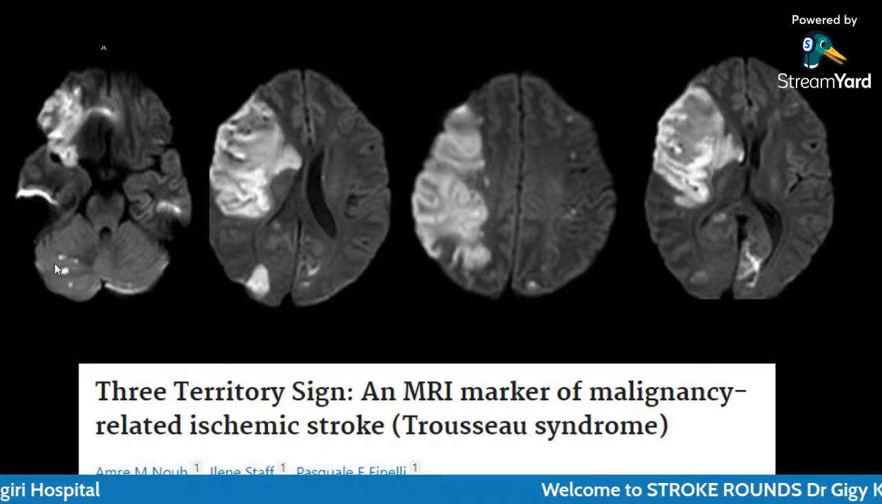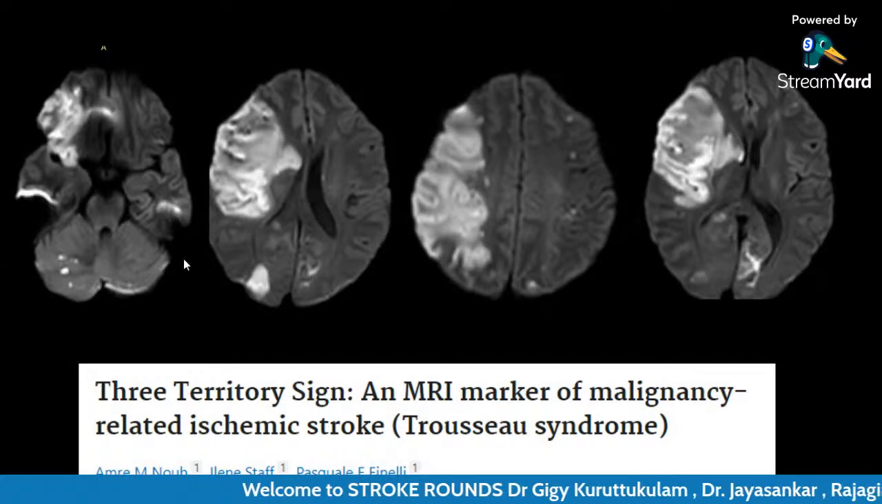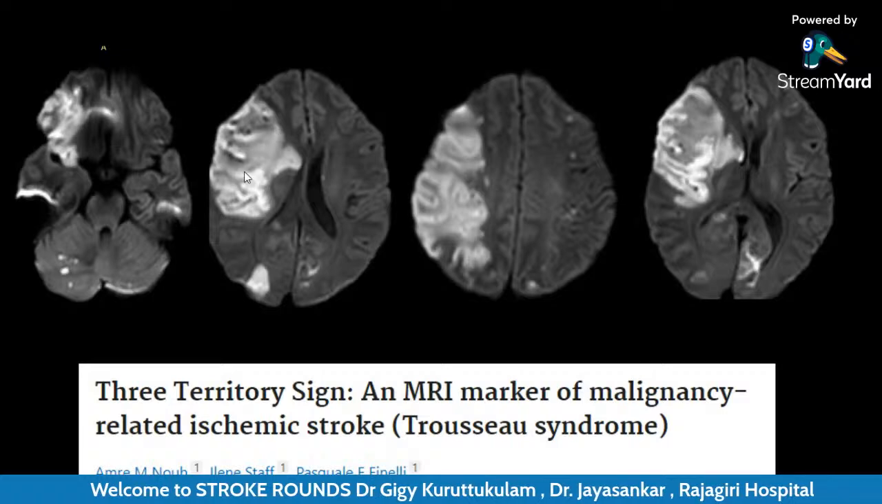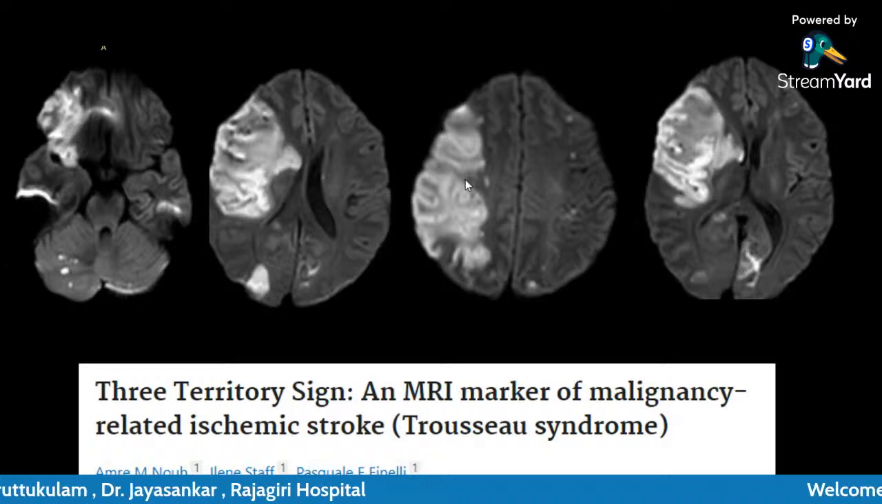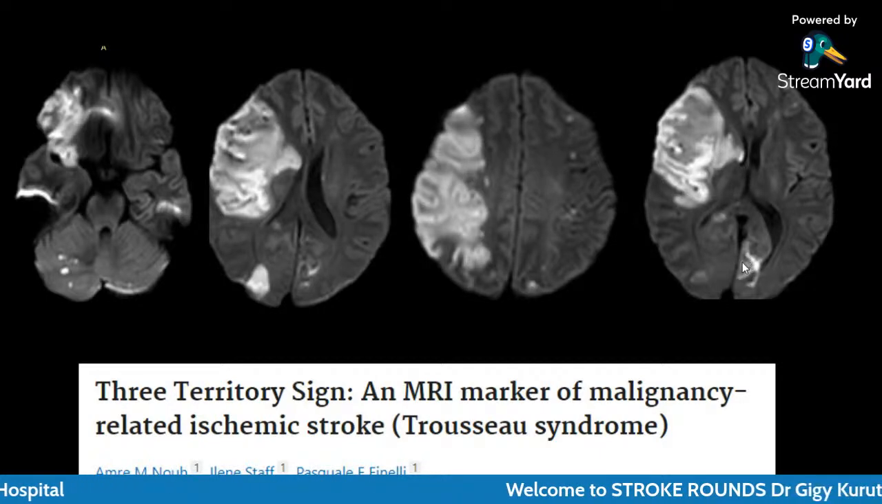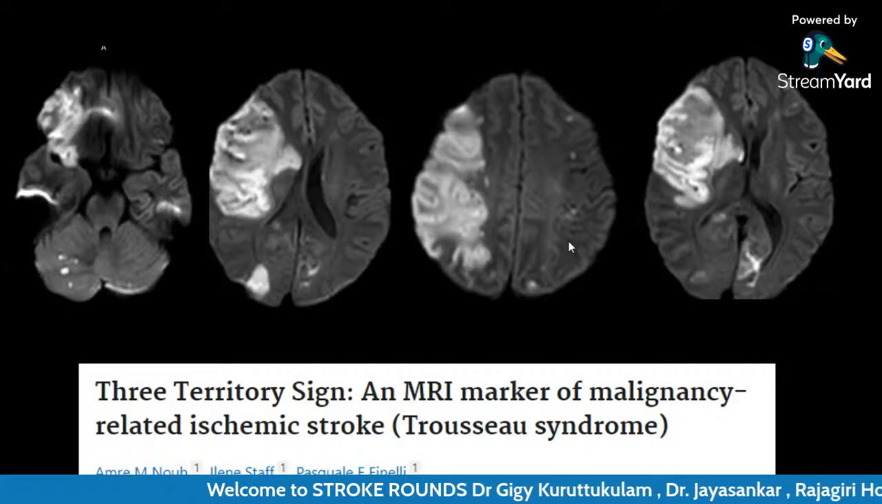There were multiple small infarcts in the cerebellar hemisphere. There's a large infarct in the MCA territory on the right side. Probably there is a distal ACA infarct also. And there is an opposite PCA infarct, and there are multiple small infarcts, watershed infarcts in the opposite territory.